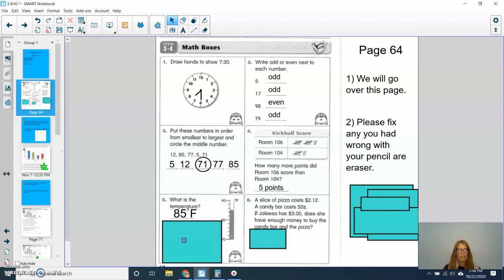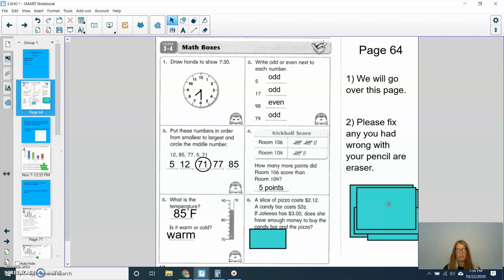For question number 5, what is the temperature? Looking at my thermometer, I can see that it is 85 degrees Fahrenheit. And that is a warm temperature.